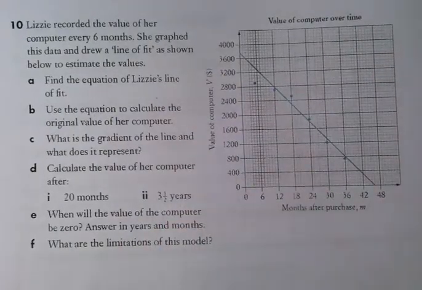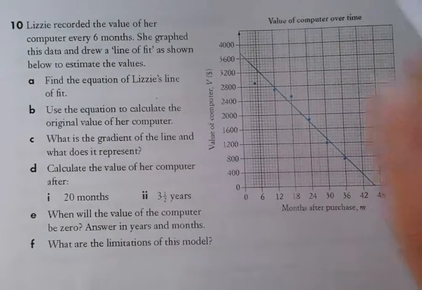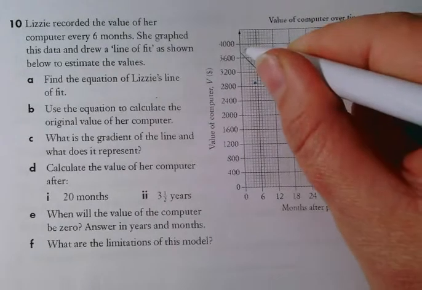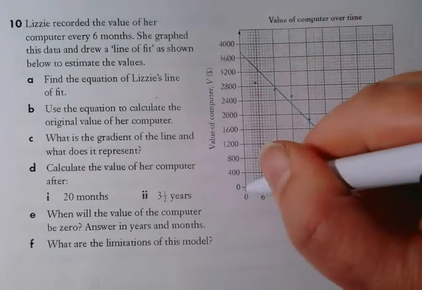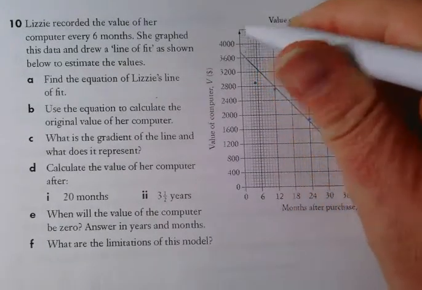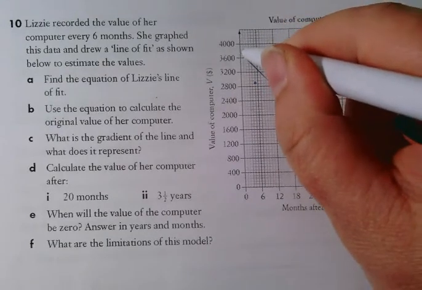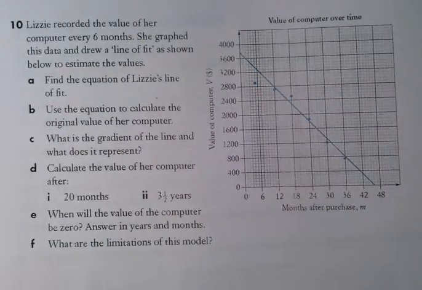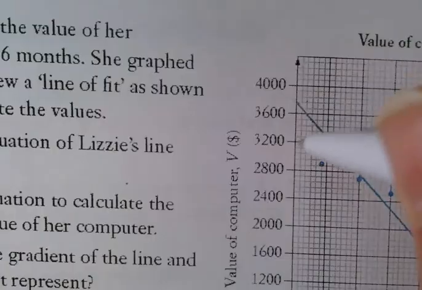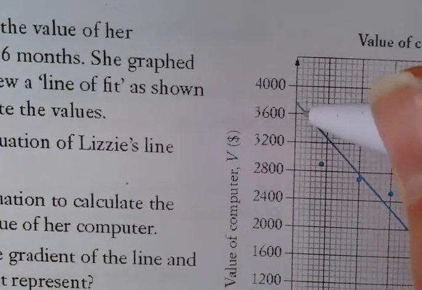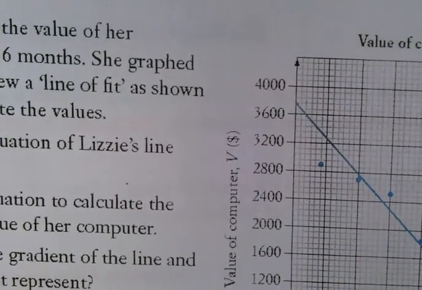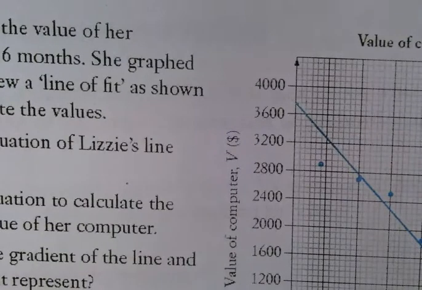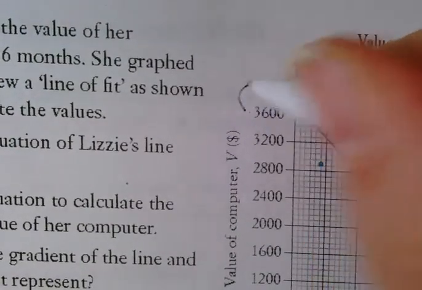We have to find the equation of Lizzie's line of best fit, and we can actually see the y-intercept up here, and that would be the value of the computer originally. Okay, so we've got y equals mx plus b, and we have to pick some points that we can see really well. Interesting, because there are 1, 2, 3, 4, 5 boxes for a 400 increase. So we have an increase of 400.